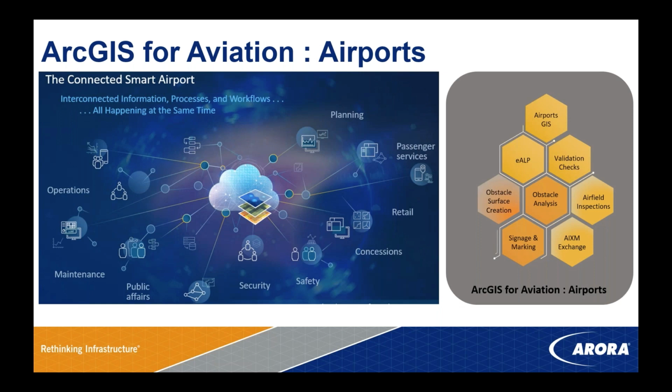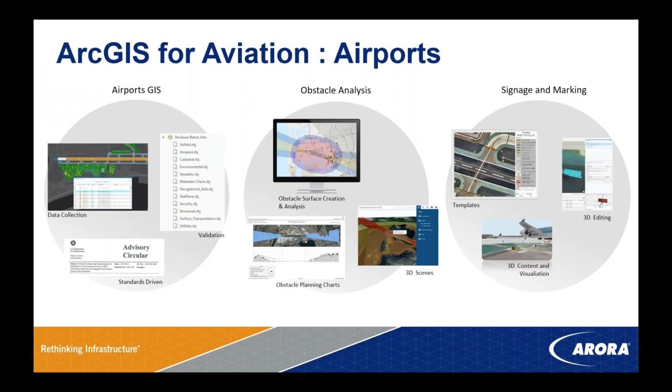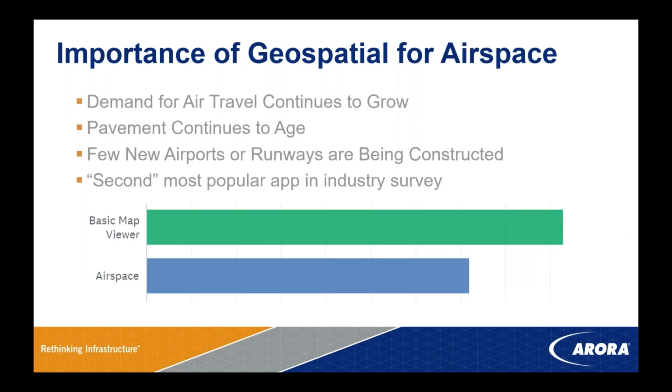And so the airports component of this ArcGIS for Aviation product line is really a great place to start. Some of the applications it offers include basic airport GIS viewers and data structures, obstacle analysis, signage and marking, and there's others, and also a growing list that Esri has on their list for the future. So let's talk about some of these application areas, the few that are amongst the most popular.